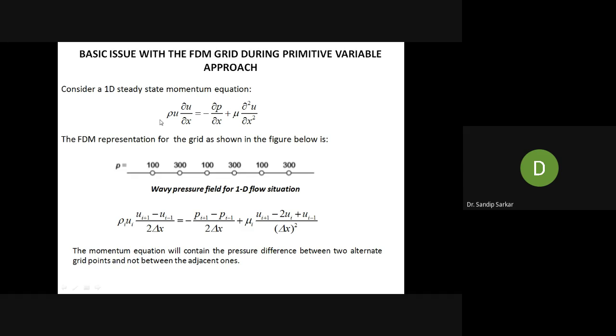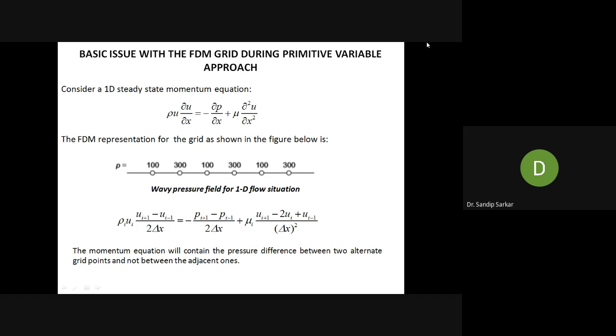So what is the equation? ρ ∂u/∂t + ρu ∂u/∂x + ρv ∂u/∂y = -∂p/∂x + μ ∂²u/∂x² + μ ∂²u/∂y². Since it is a one-dimensional problem, the y components are 0, and since it is a steady state problem, the time-dependent component is also 0. So we have only one equation: ρu ∂u/∂x = -∂p/∂x + μ ∂²u/∂x². This is the one-dimensional steady state momentum equation.